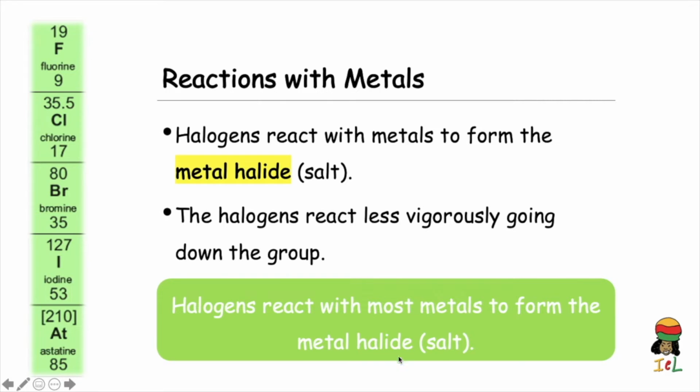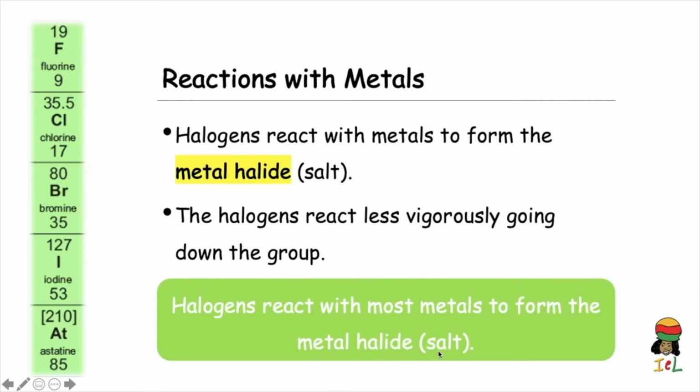Now, halogens react with metals to form the metal halide. And as we learned in our previous lesson, metal halides are called salts. Now, the halogens react less vigorously going down the group because the atoms get larger and it becomes progressively harder for the larger atoms to gain additional electrons.